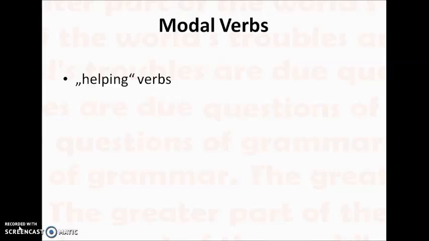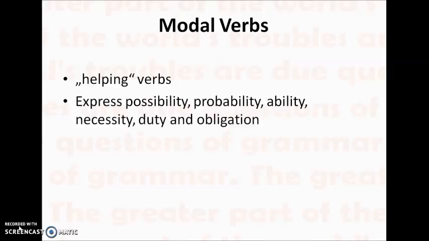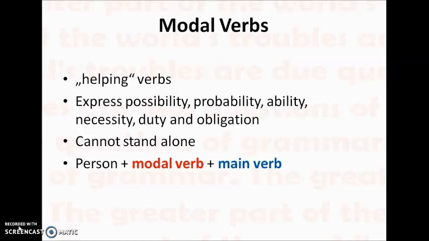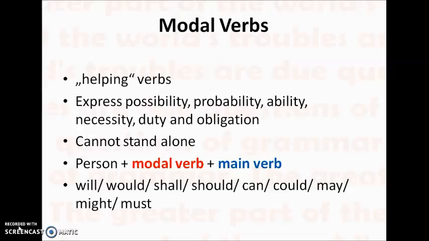Our final topic today are the modal verbs. Modal verbs are the helping verbs. They express possibility, probability, ability, necessity, duty, or obligation. They cannot stand alone. Usually in a sentence, the subject is followed by a modal verb, which is then followed by the main verb. The most common modal verbs are will, would, shall, should, can, could, may, might, or must, and their negative forms.